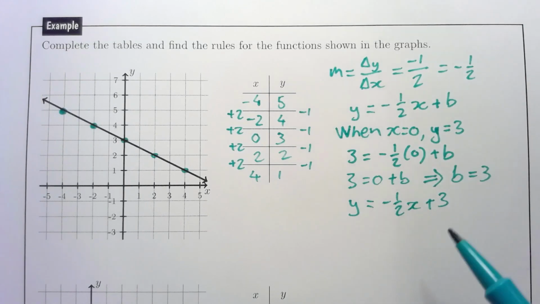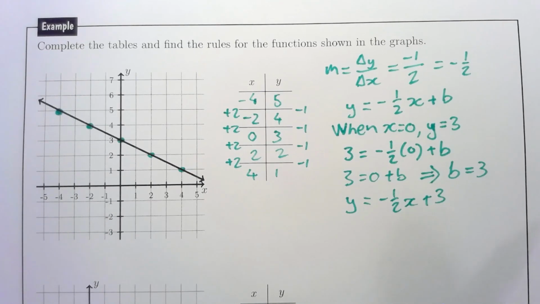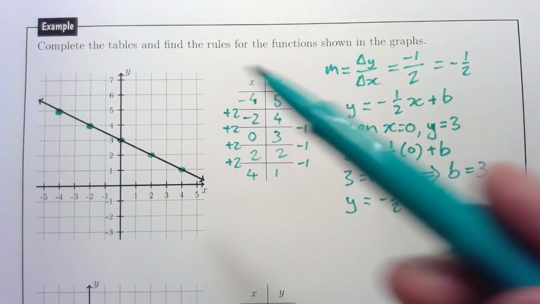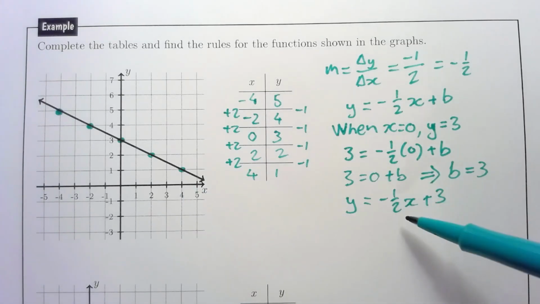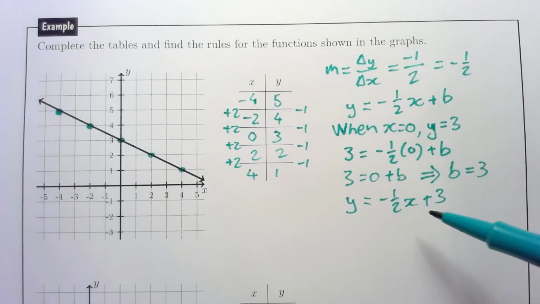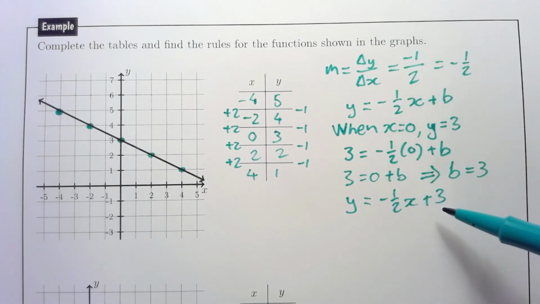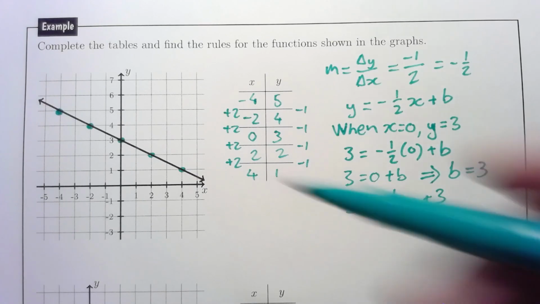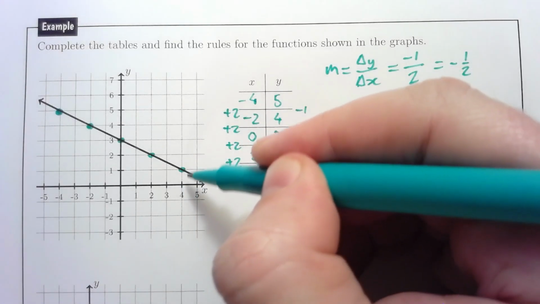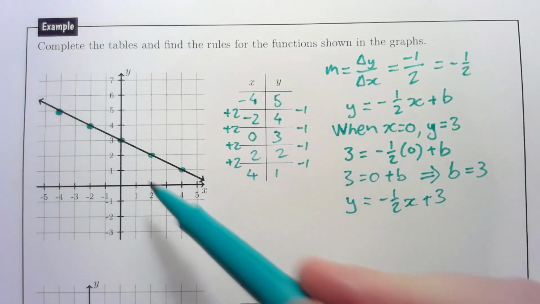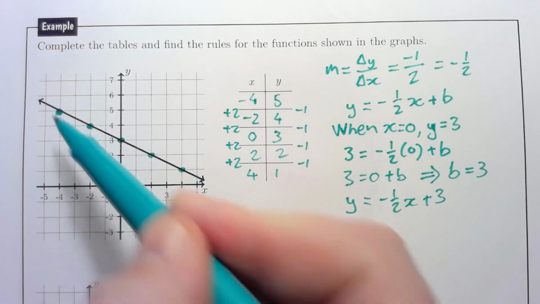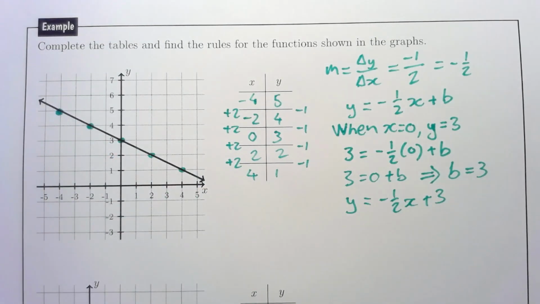Now we should check that this works and it really does match the graph that we started with. So let's pick an input. Let's say 4. So for the input of 4, we have -1/2 times 4. Half of 4 is 2, so that's -2. So -2 plus 3 is equal to 1. If we check our table for the input 4, we really do have the output 1. And we should be able to go through and pick any point along this line, and it will match this rule.